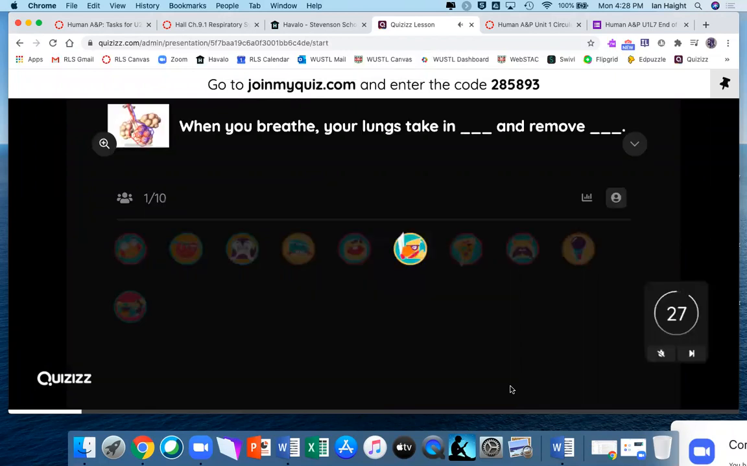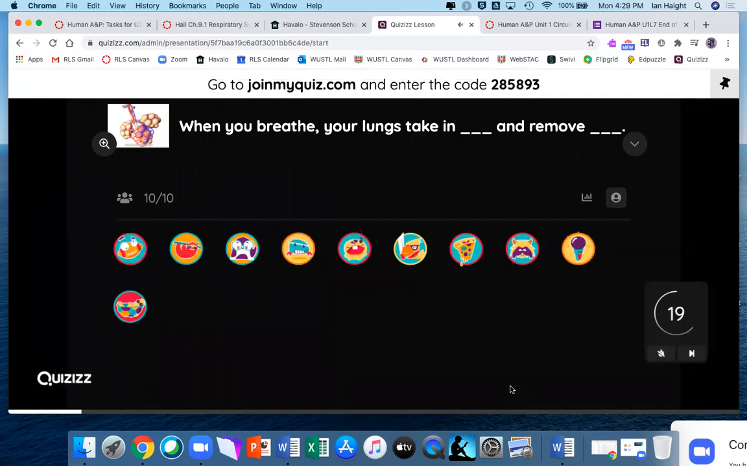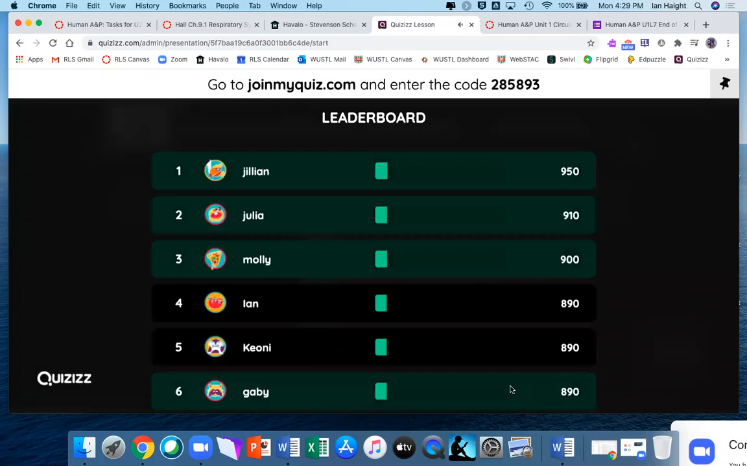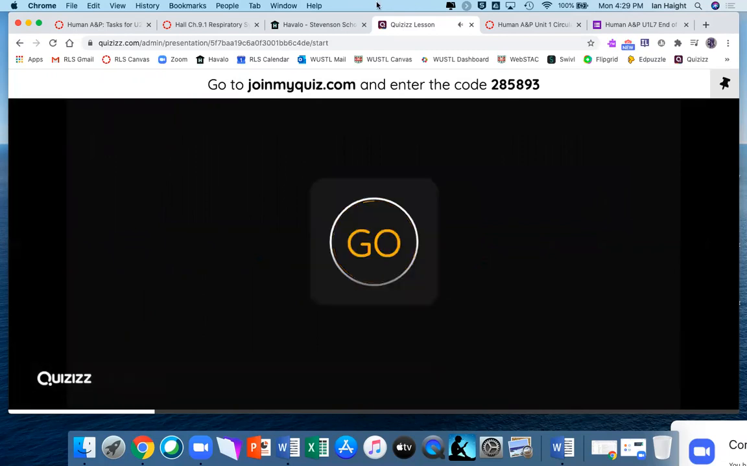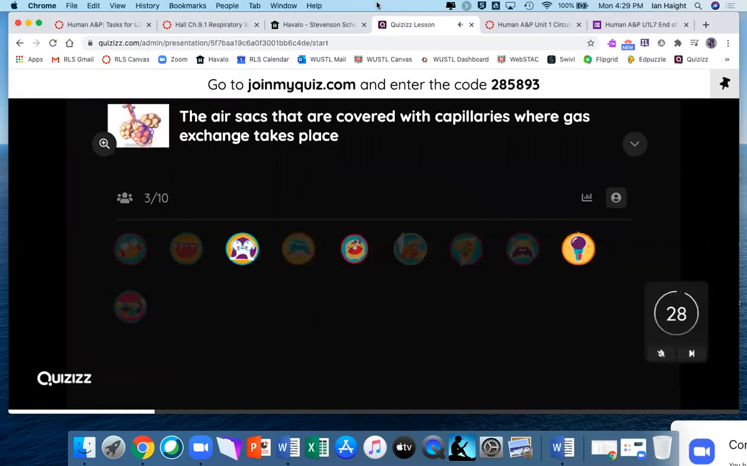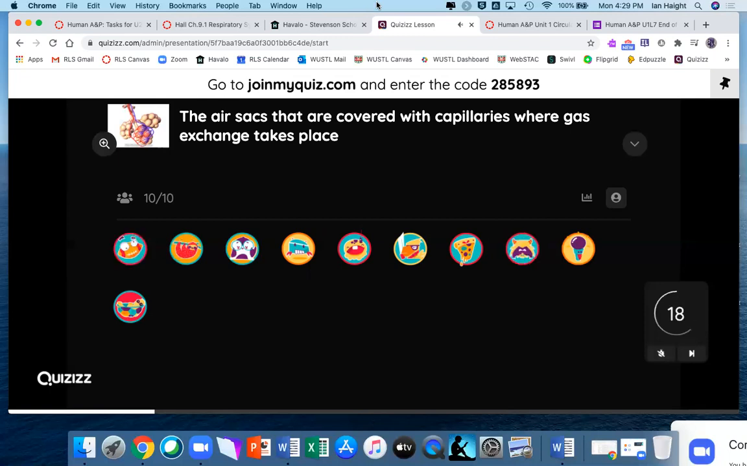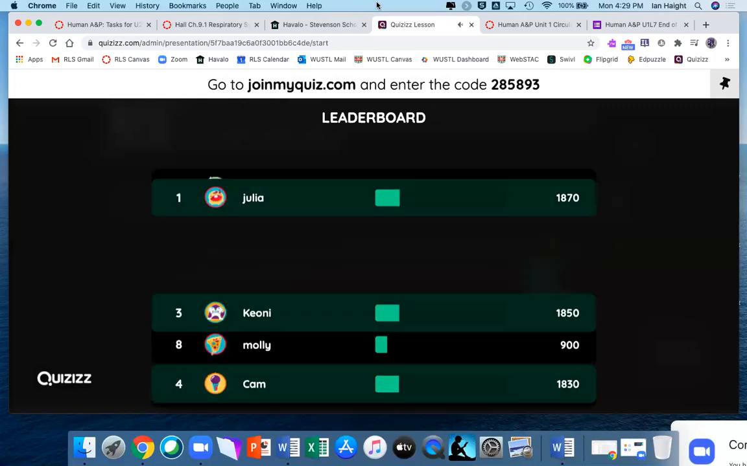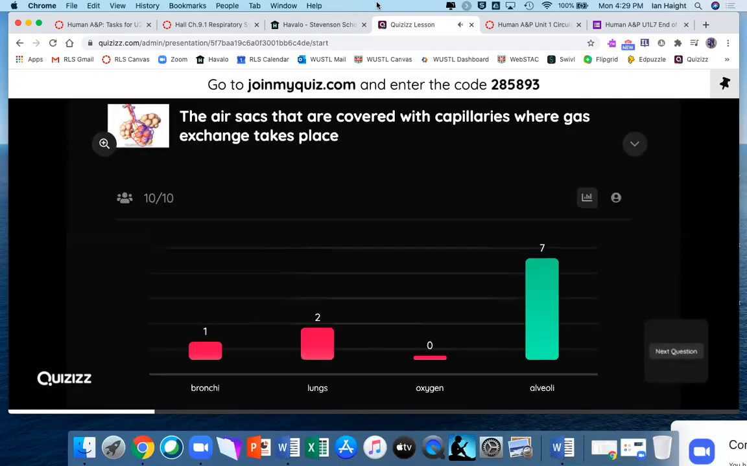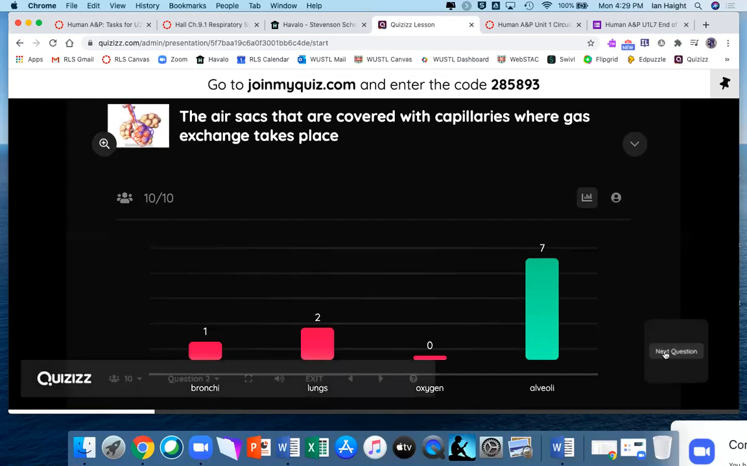When you breathe, your lungs take in what and remove what? All right, Jillian in the lead, Julia close behind. The correct answer was indeed, we breathe in oxygen and we excrete carbon dioxide, a key metabolic waste. Next: the air sacs that are covered with capillaries, where gas exchange takes place. All right, Julia taking the lead. Yes, the air sacs where gas exchange takes place are called alveoli, not ravioli.